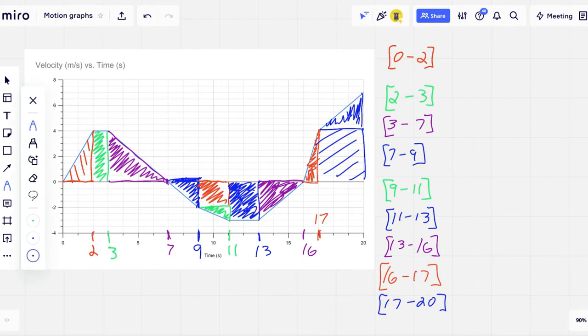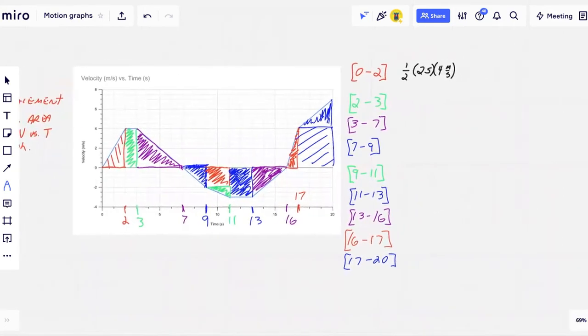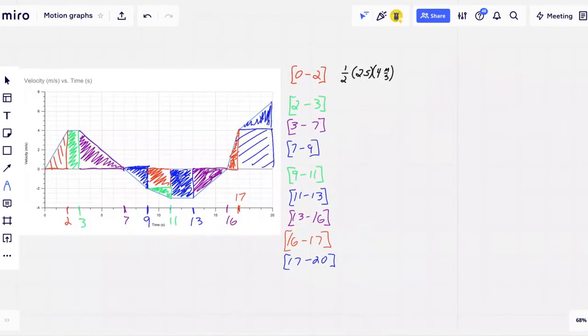Now that I've identified all the time intervals and all the different shapes, I'm just going to go ahead and calculate all the different individual areas. So that first interval is a triangle, so that's 1/2 a base of 2 times a height of 4. So 2 seconds times 4 meters per second, and I end up with a 4-meter displacement.